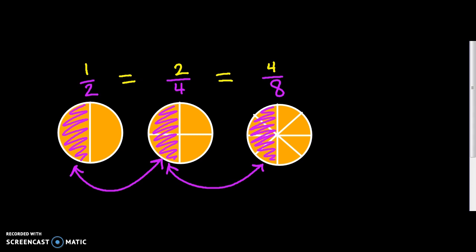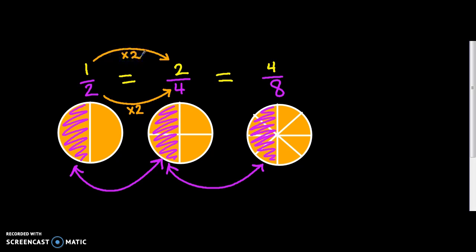You may have noticed another thing here as well. As we go from one fraction to the other, you may have noticed a pattern. We just finished talking about patterns recently, and you may have noticed that as we go from 1/2 to 2/4, the numerator and the denominator both are multiplied by 2. They're both doubled.